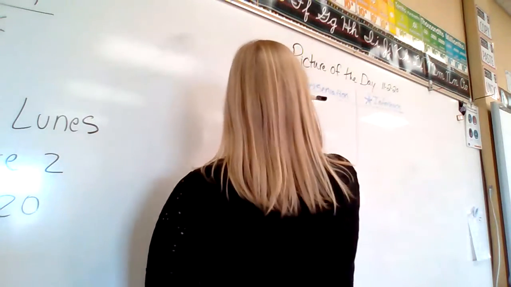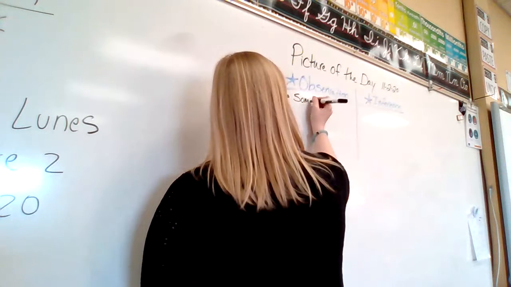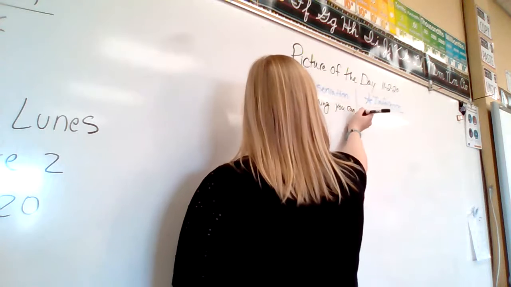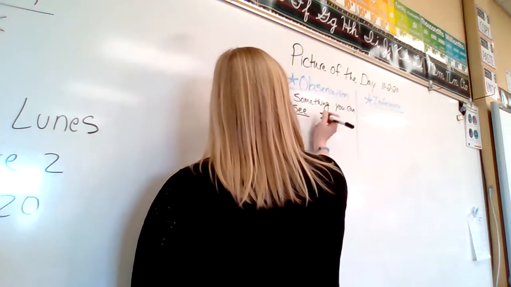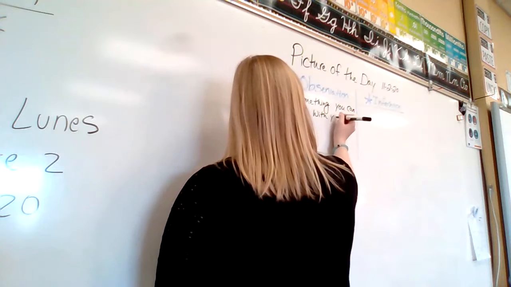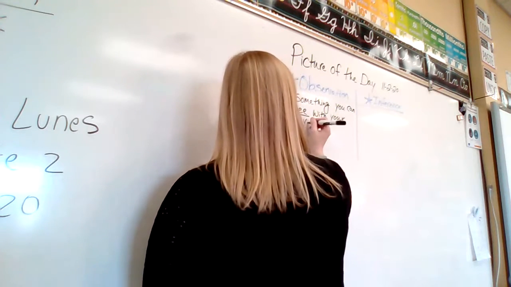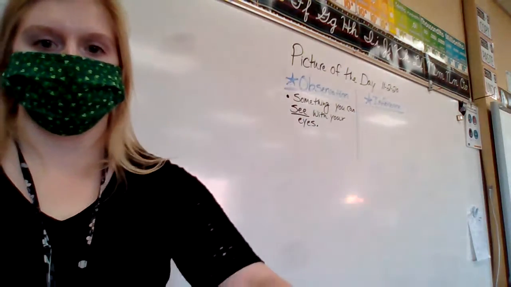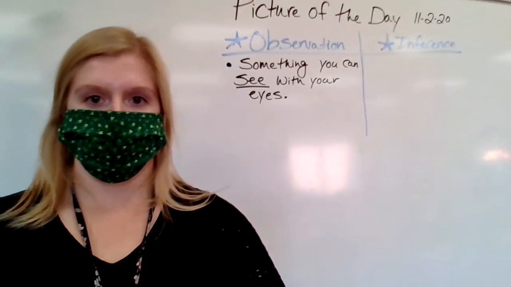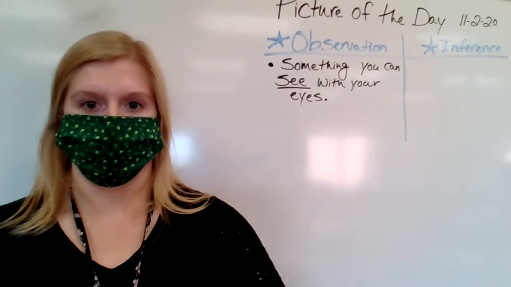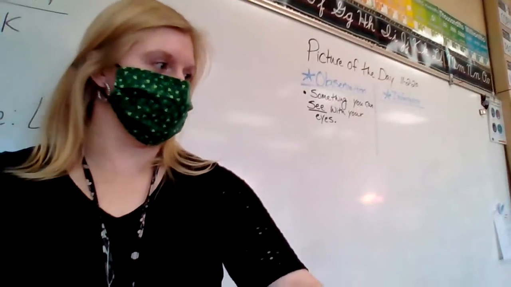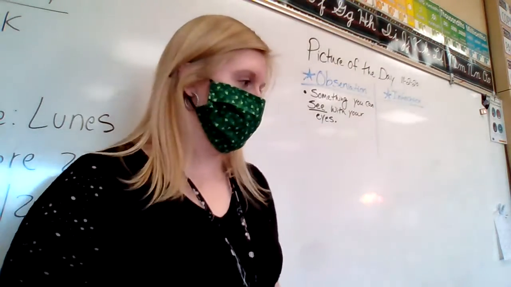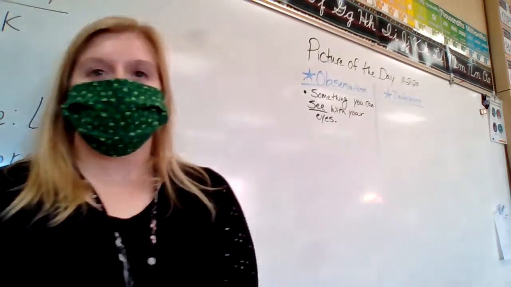So underneath observation, something you can see. I'm going to underline see with your eyes. Can we just write something you can see? No. And I'll explain why after we talk about an inference. Something you can see with your eyes. Awesome. Thumbs up when you have this written down.